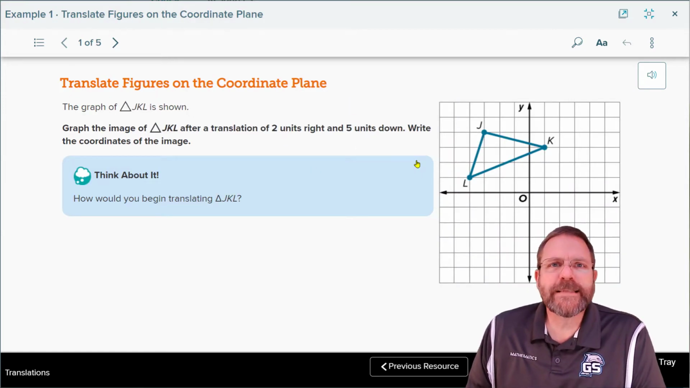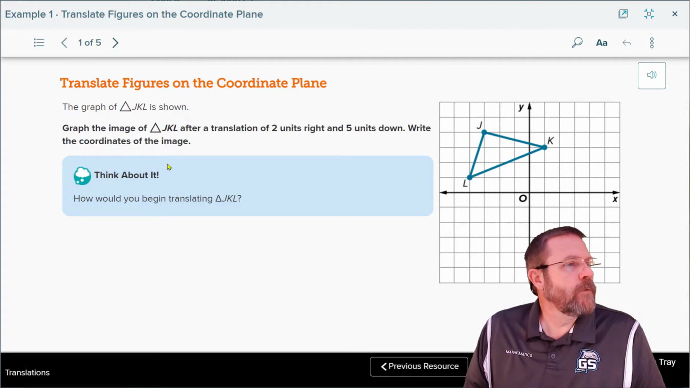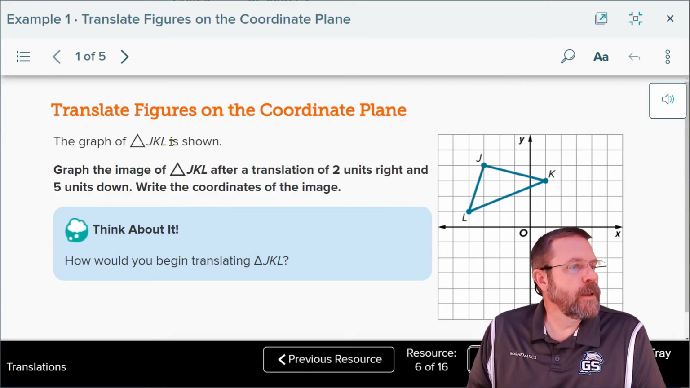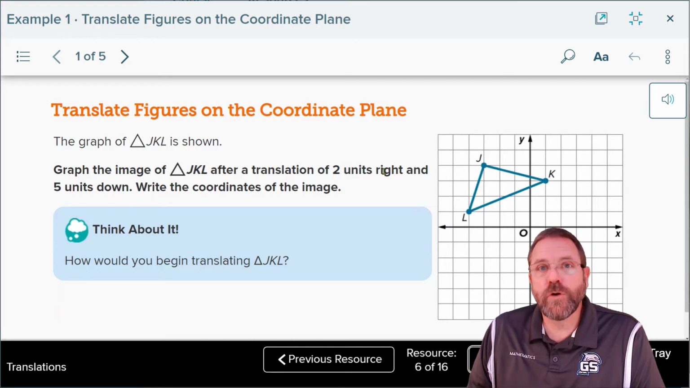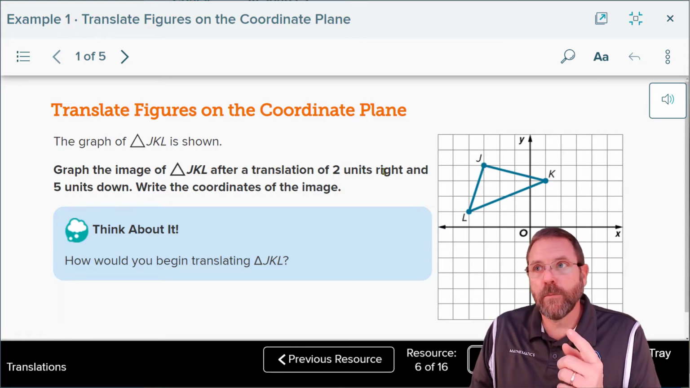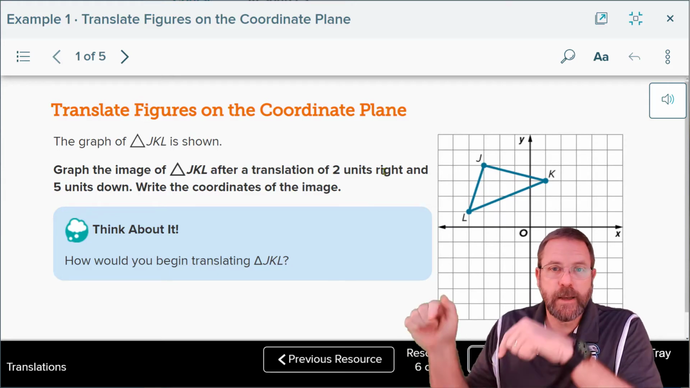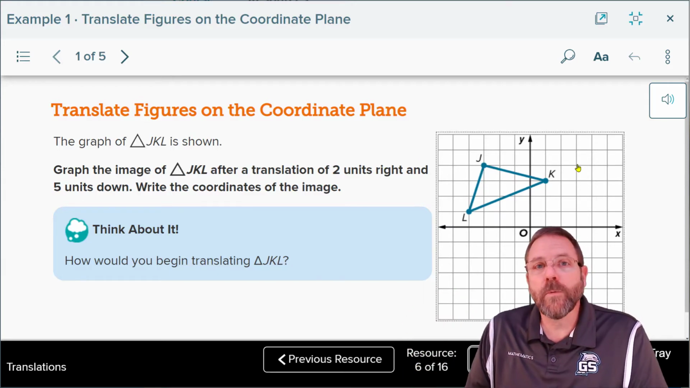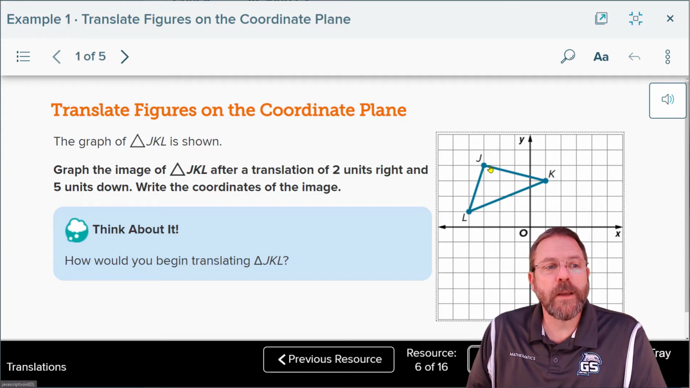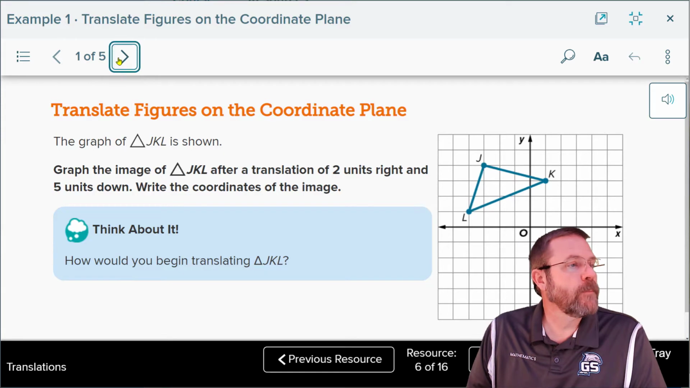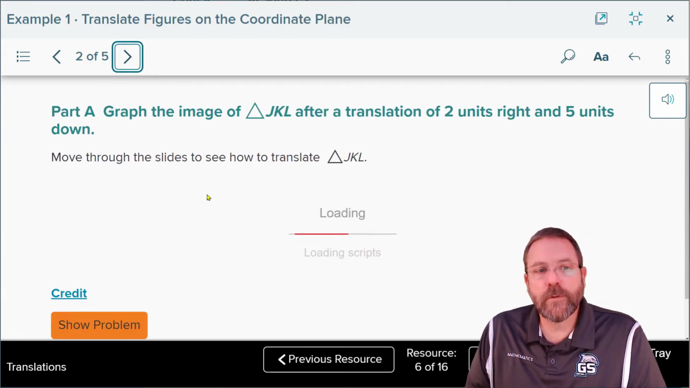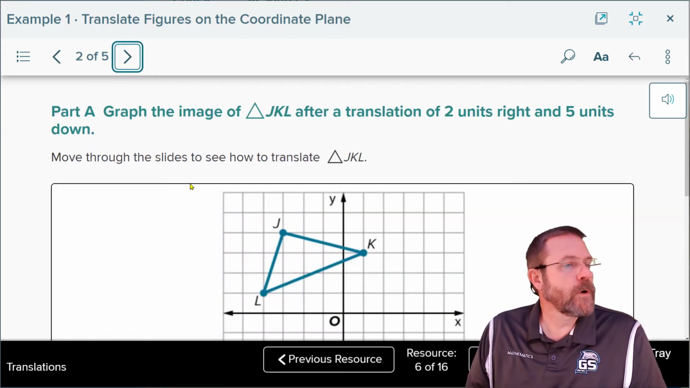So let's take a look at example number 1. Graph of triangle JKL is shown. Graph the image of triangle JKL after a translation of 2 units to the right, so we're going to go that way, 2 units, and 5 units down. What we're going to do is take every single point, go 2 units right and 5 units down, which I think will be right there. Let's see how we're going to do that with the tools we have with this one. So we're going to move through the slides.